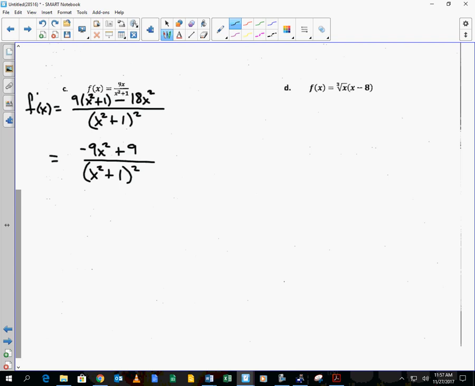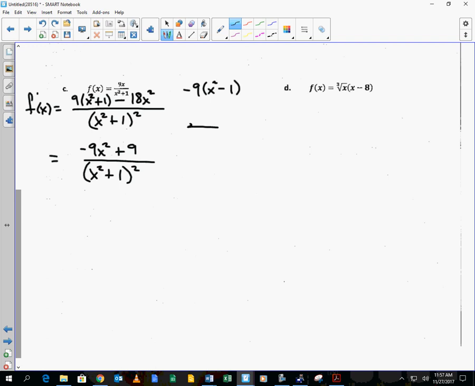Now look at the bottom. Can the bottom equal 0? Why? X squared plus 1 is always above the x-axis. It's always positive. It's never going to cross. So we don't really need to even focus on the bottom. We know the bottom is always positive. Let's focus on the top, negative 9x squared plus 9. Can you solve that? Factor out negative 9 and you get?